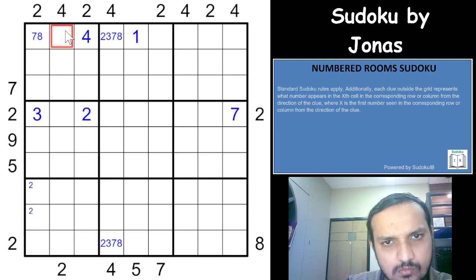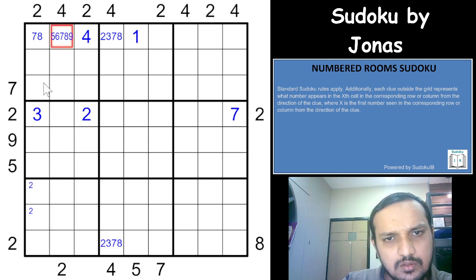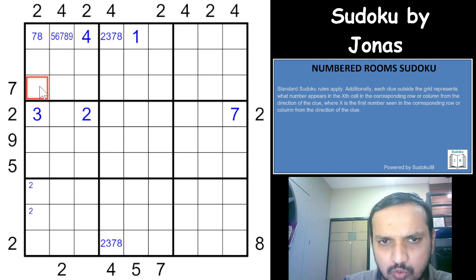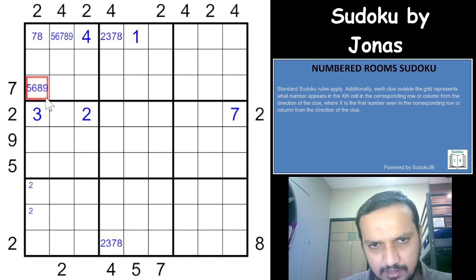This cell cannot be 1, 2, 3, cannot be 4, it can be 5, 6, 7, 8 or 9. Let's try that. This cell cannot be 1 or 2. 2 is also not possible, because the moment you have a 2 here, this would have to be a 3. So 1, 2, 3 is not possible, 4 is not possible, 5, 6, 8, 9.